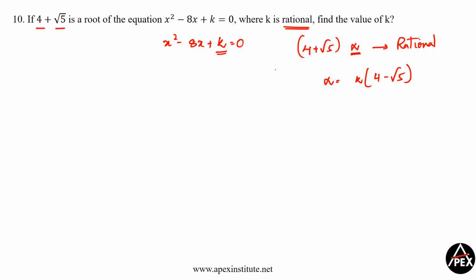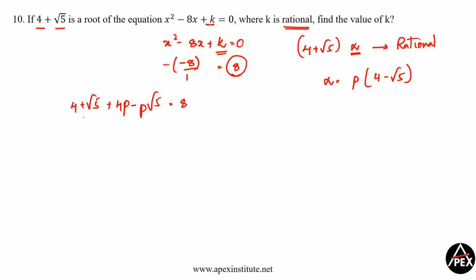So I can say that the second root of this equation will be in the form of some constant into 4 minus root 5. Since k was given in the question, let me consider this as p, some p into 4 minus root 5. And what is the sum of both the roots? Minus b by a, minus of minus 8 by 1, so the sum is 8. So one root is 4 plus root 5, plus 4p minus p root 5 is equal to 8.